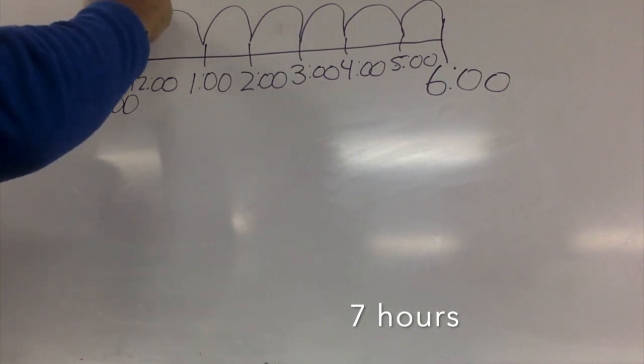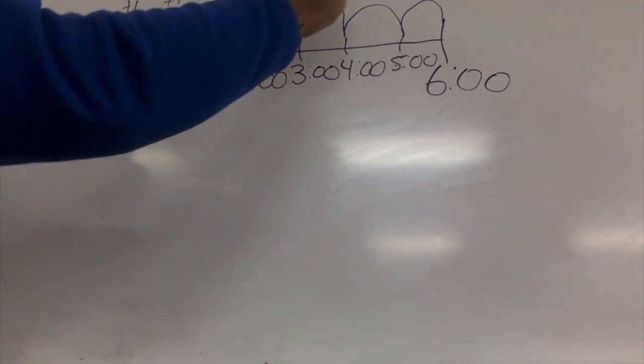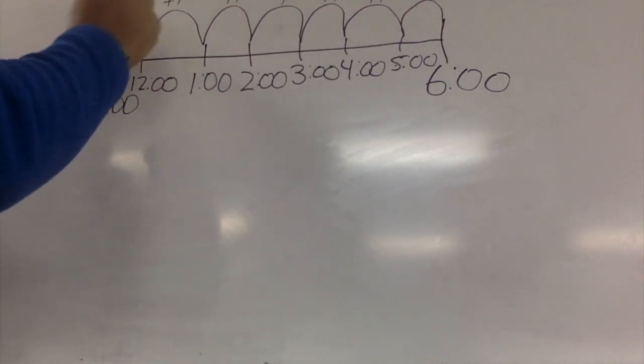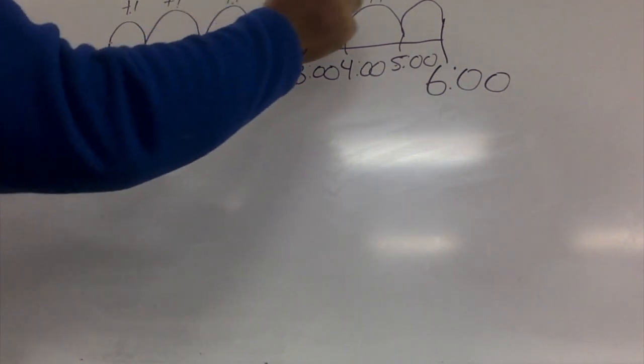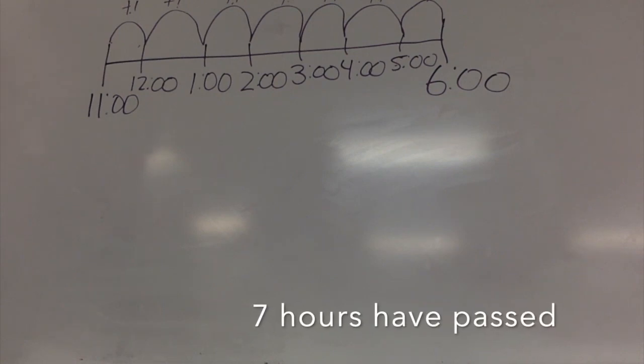So I'm always going to label these 1, 1, 1. Just to double check my work, 1, 2, 3, 4, 5, 6, and 7. So where it says elapsed time, you will put 7 hours have passed.